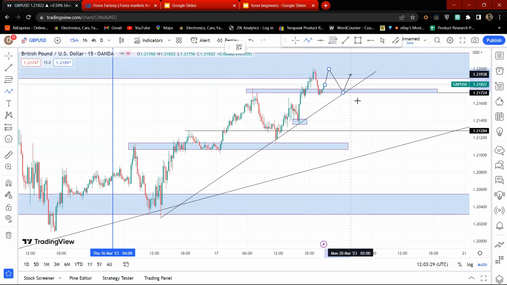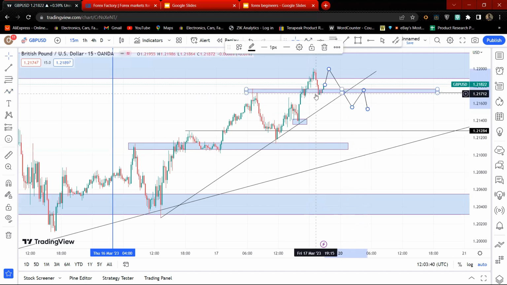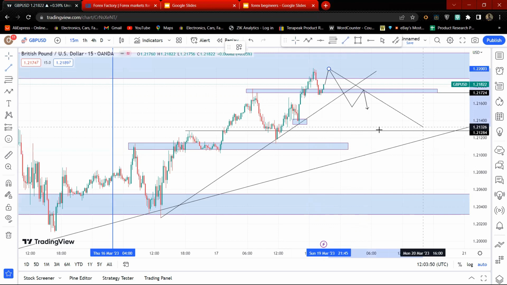Then if it breaks, I'll expect a retest of structure. Why am I expecting a retest of structure? Now you see this point, this is our previous higher low. If it breaks my higher low, meaning there is a change in trend, that point has to be retested. Then I'll just come and retrend line like this. And that's how the downtrend begins.